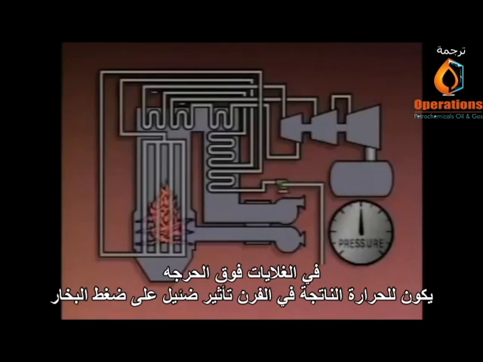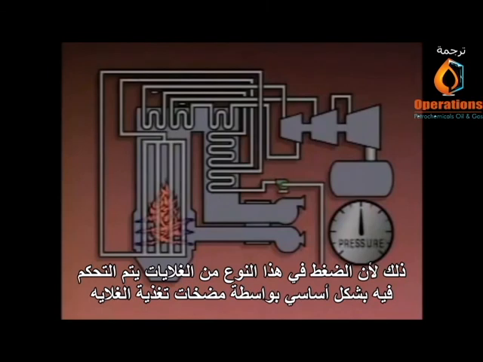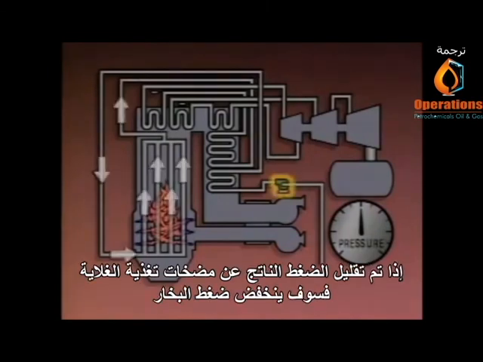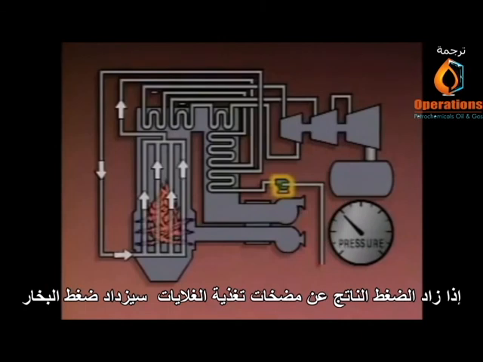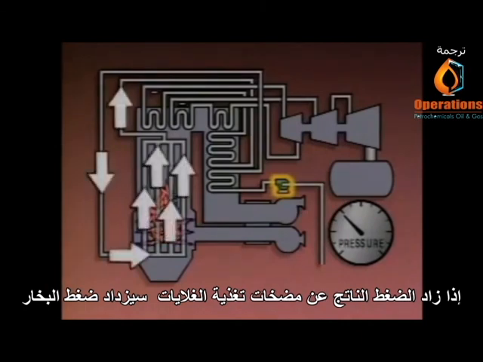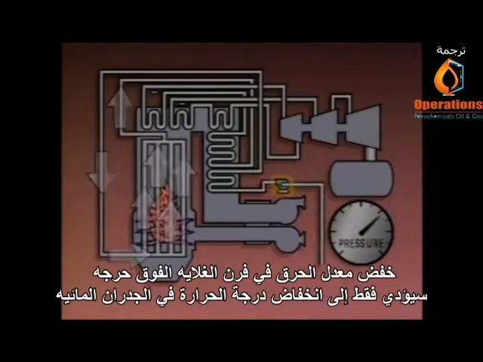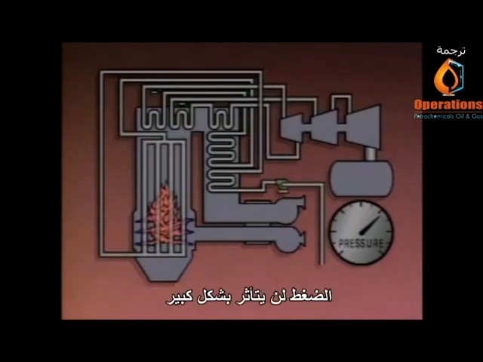In a once-through boiler, the heat produced in the furnace has little effect on steam pressure. That's because the pressure in this type of boiler is controlled primarily by the boiler feed pumps. If the pressure produced by the boiler feed pumps is reduced, the steam pressure will decrease. If the pressure produced by the boiler feed pumps is increased, the steam pressure will increase. Lowering the firing rate in the furnace of a once-through boiler will only cause the temperature in the water walls to drop. Pressure is not significantly affected.